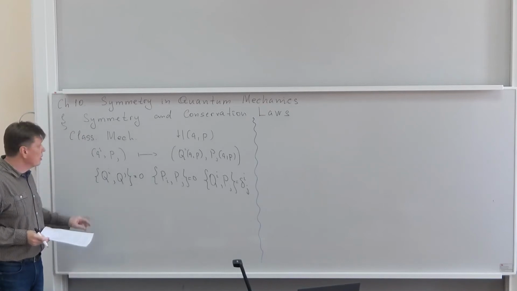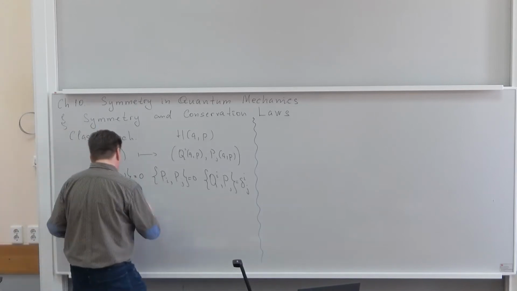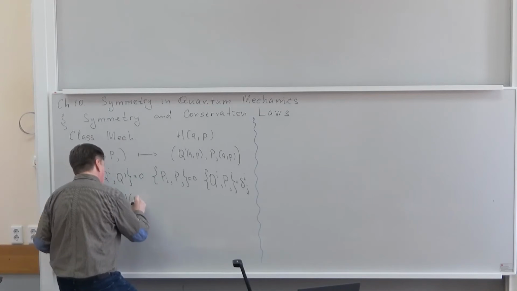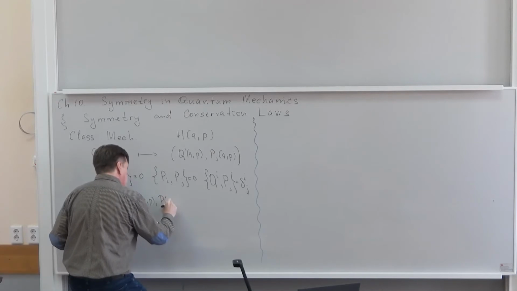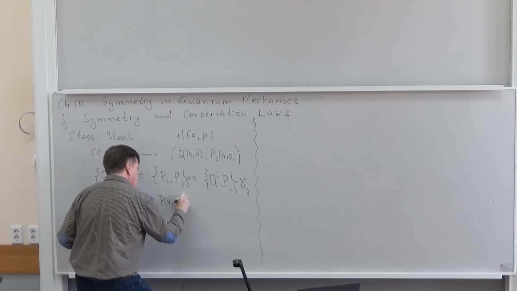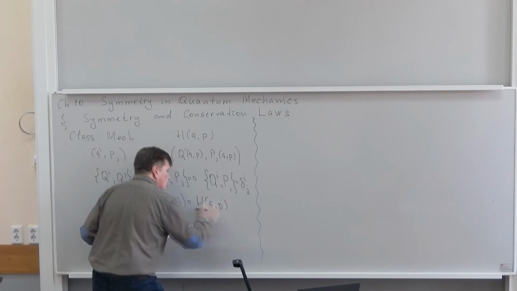And we also require this canonical transformation to leave the Hamiltonian unchanged. That is, H of capital Q and capital P is equal to H of lowercase q and p.